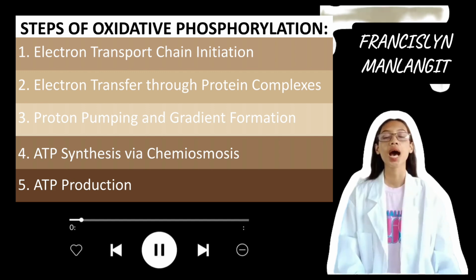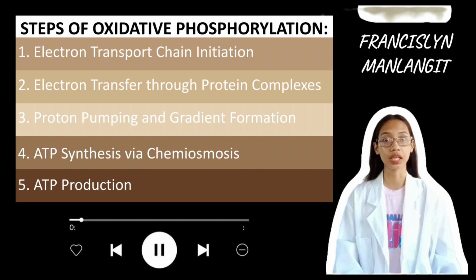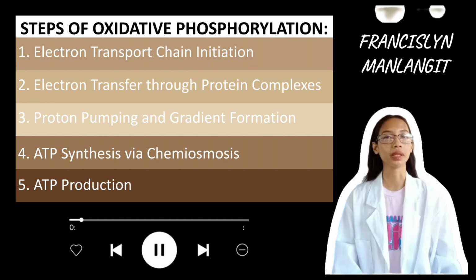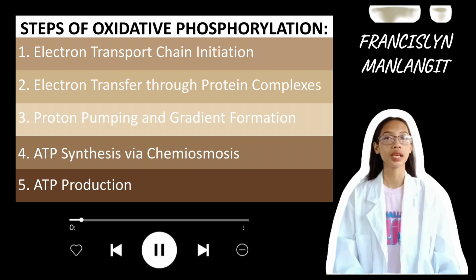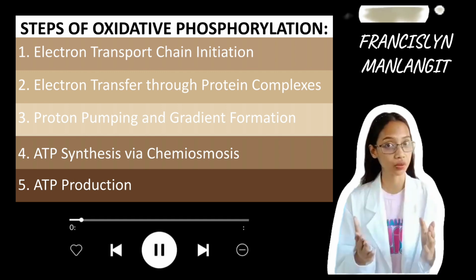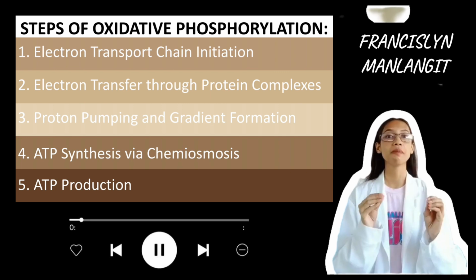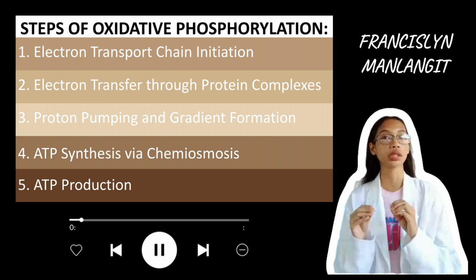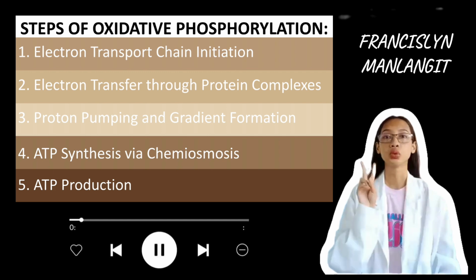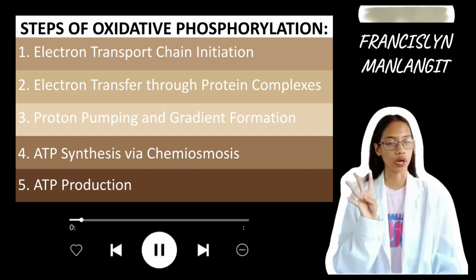The second step is electron transfer through protein complexes. Here, as the electrons move through the electron transport chain, they pass through a series of protein complexes such as complexes 1, 2, 3, and 4. This is like a relay race.